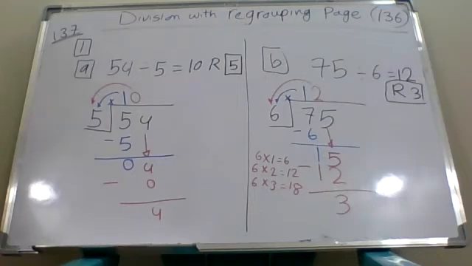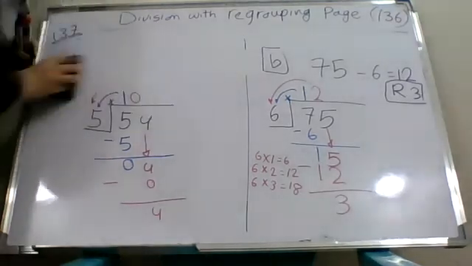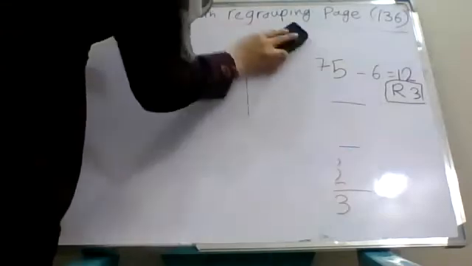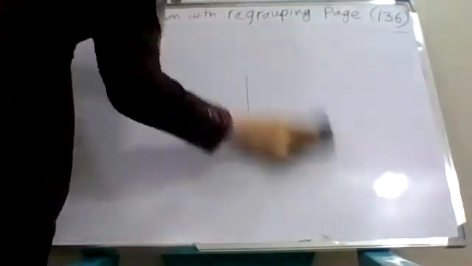Okay. Page number 137. I will do number 2 and number 3, so you can do your homework directly. No need to go to the textbook. Just write these down on your textbook, please.